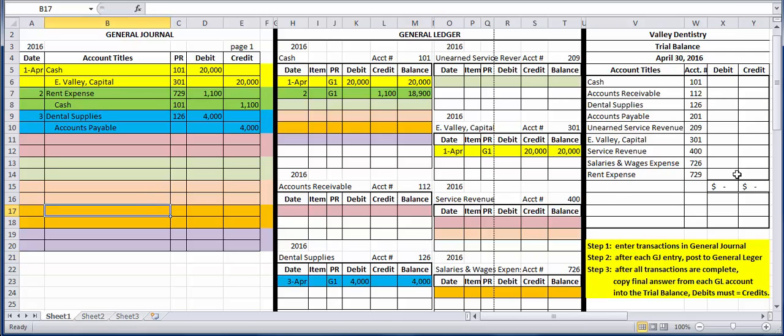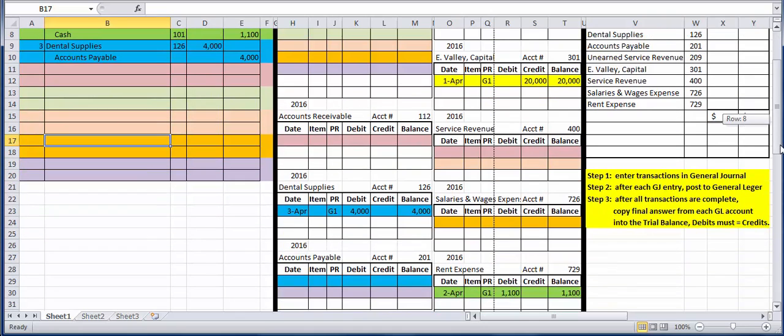Next thing I want to do is credit accounts payable. Here's accounts payable right below it. Date again, April 3rd. Nothing in the item. PR is G1. I'm now crediting accounts payable for $4,000, and my new balance is $4,000. Cross-reference back with the 201.